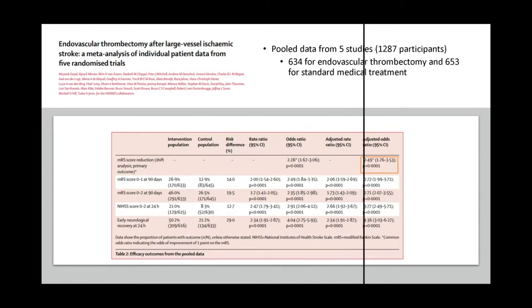They also looked at mortality. The mortality at 90 days and risk of symptomatic intracerebral hemorrhage did not differ between the patients receiving IV tPA and thrombectomy versus IV tPA alone. And even in the subgroup of patients over the age of 80, the benefit still remained for those who did not receive IV tPA.